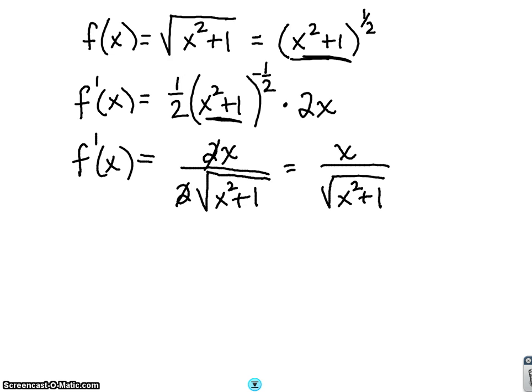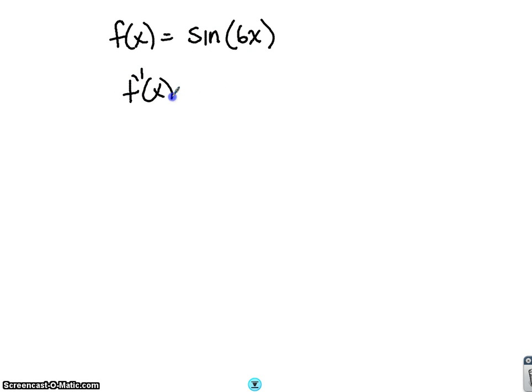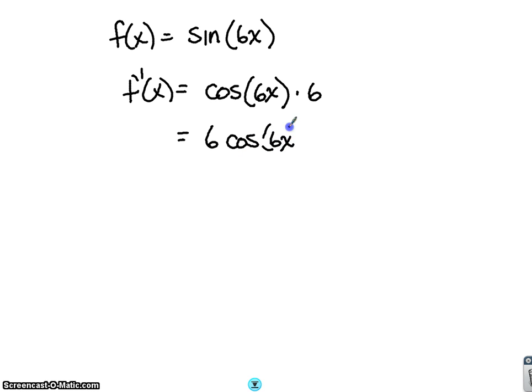Let's try another. Let's look at that. f of x equals sine of 6x. So again, repeating the chain rule, the derivative of the outside. Well, what's the derivative of sine? Correct, cosine. So the derivative of the outside evaluated at the inside. So we're going to put our inside function back in there, and we're going to multiply it by the derivative of this inside. So what's the derivative of 6x? 6. And we're going to be left with that as our derivative. It's f prime, using the chain rule.